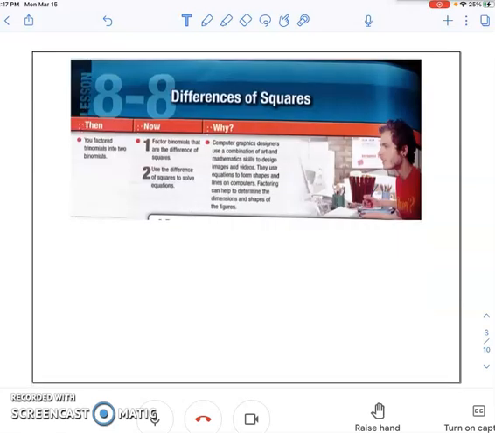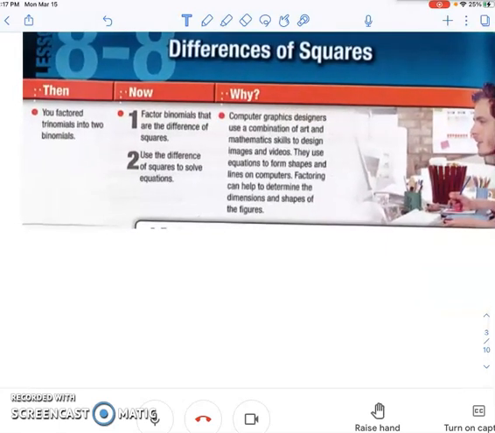All right, so difference of squares. Then we factored trinomials into two binomials. So we've already done that. We have factored trinomials, 3 terms, into 2 binomials. So now we're going to factor binomials that are the difference of squares. And we're going to use difference of squares to solve equations with the zero product property.